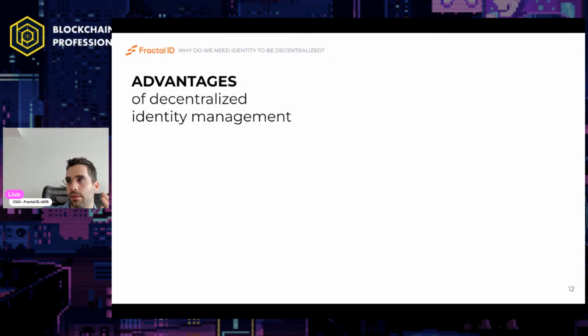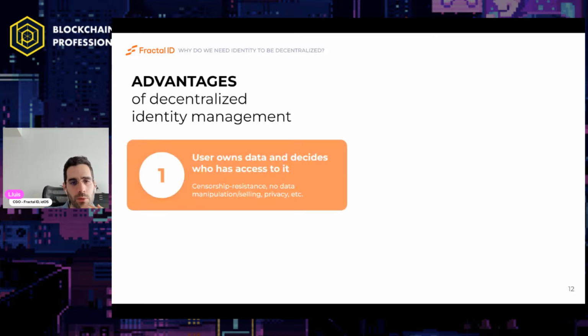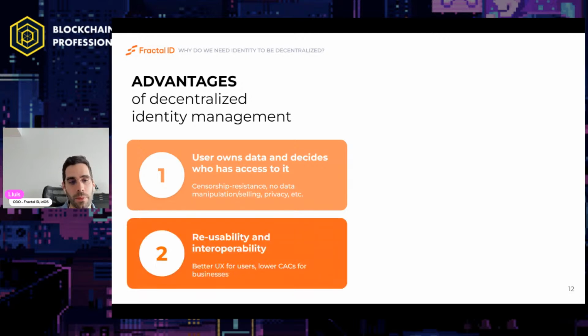But okay, that's great. Now people can basically manage their data, but what are the real advantages of decentralized identity? The first one is this point that, yes, as a user, now you can own your data and decide who has access to it. In my opinion, this is a reason enough to have decentralized identity and to know where your data is at all times. But there are also a lot of other advantages that are very relevant for business. One of them, and probably the biggest one, is reusability and interoperability. Because of KYC and because of this process of verification, there are very high customer acquisition costs in many industries, like fintech, for instance.